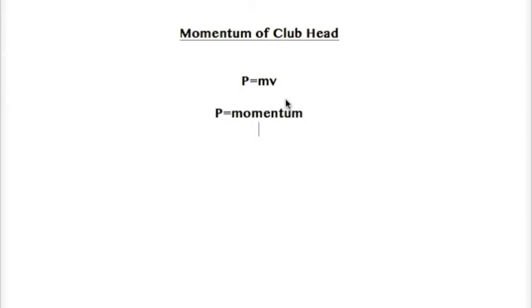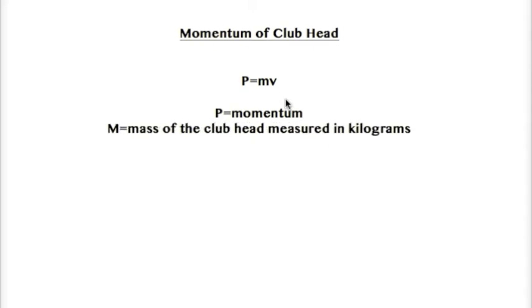After examining Brian's last swing, we'll now look at the momentum of the club head during the swing. The equation for momentum is P equals mv, where P is the momentum, m is the mass of the club head measured in kilograms, and v is the velocity of the swing, also known as the swing speed, which is measured in meters per second.